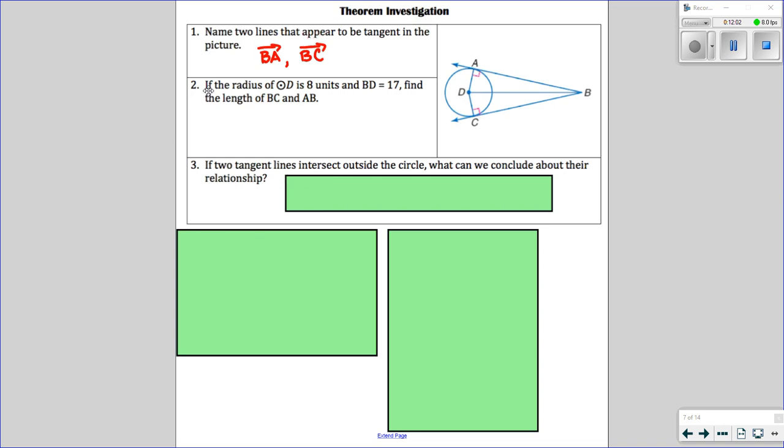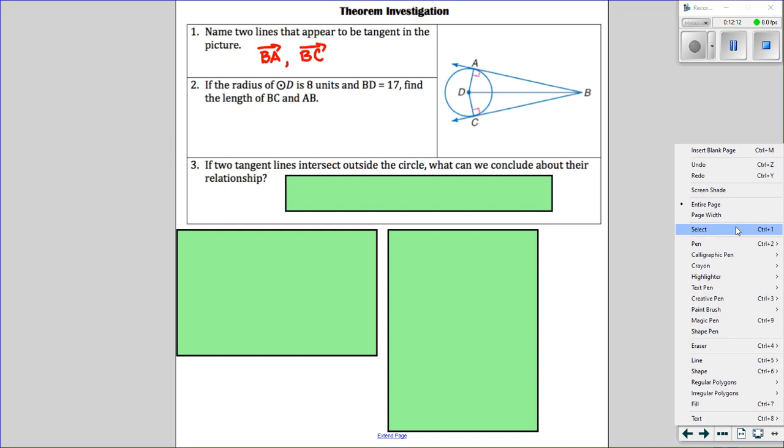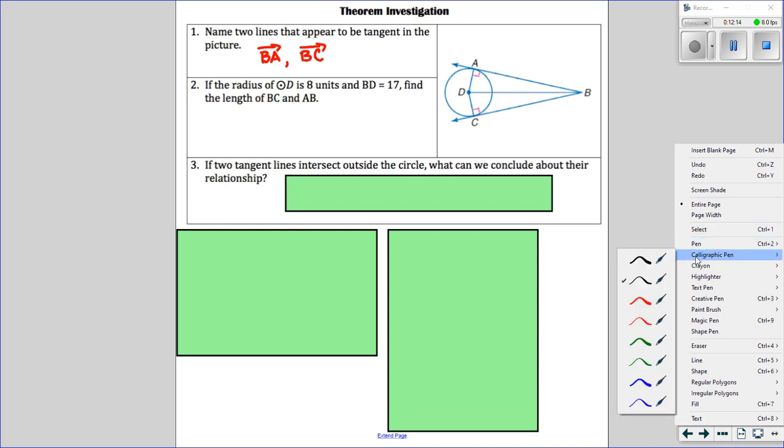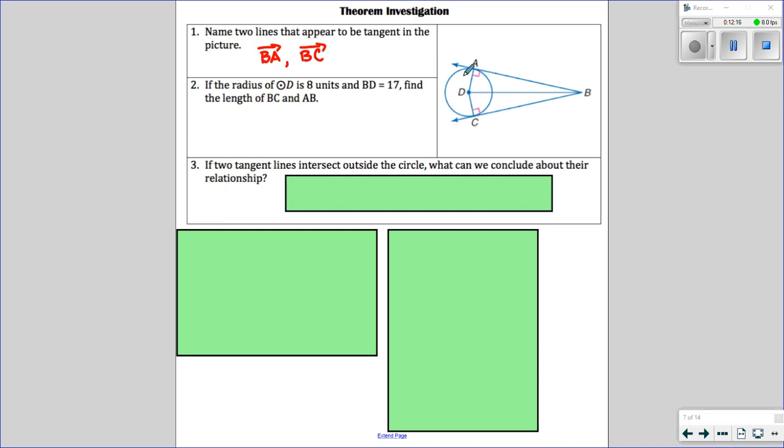And they want to know if the radius of circle D is 8 units. So we got D over here. That means DA and DC are going to be 8. I'm going to put that, so that's 8 units. And BD is 17. So we got this part, 17. They want us to find the length of BC and AB.